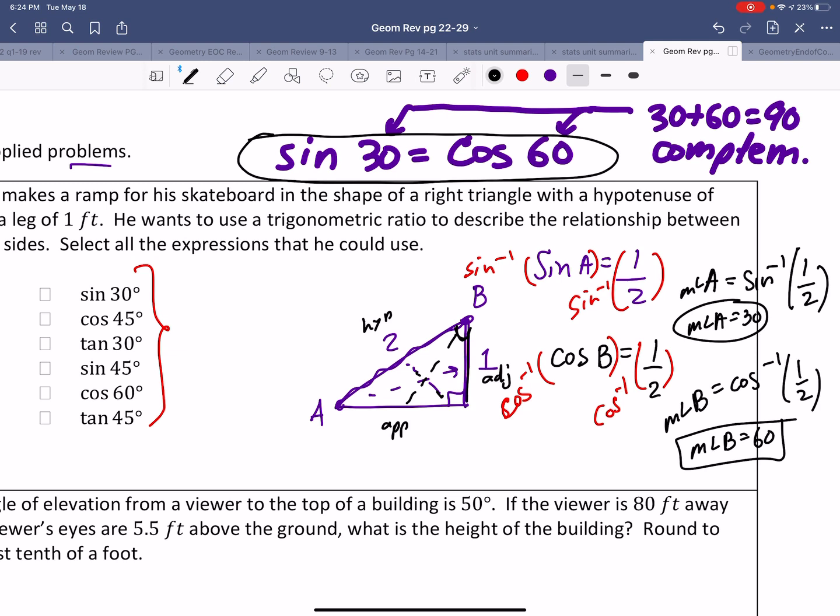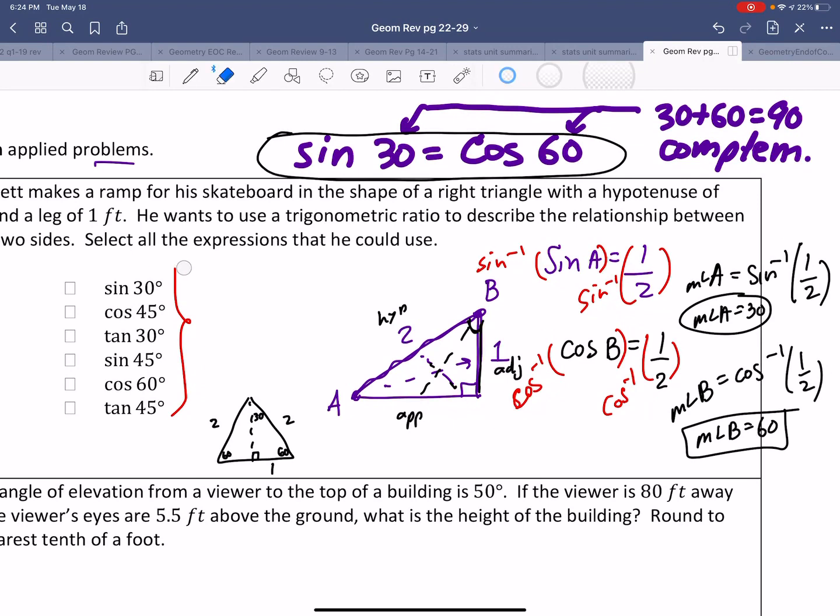So how did I know that? Well, I know from an equilateral triangle. If all these sides were 2 and you cut it in half, that'd be 60. You cut 60 in half, you get 30. That ends up being 1. So that's how I knew that arrangement of 1/2.